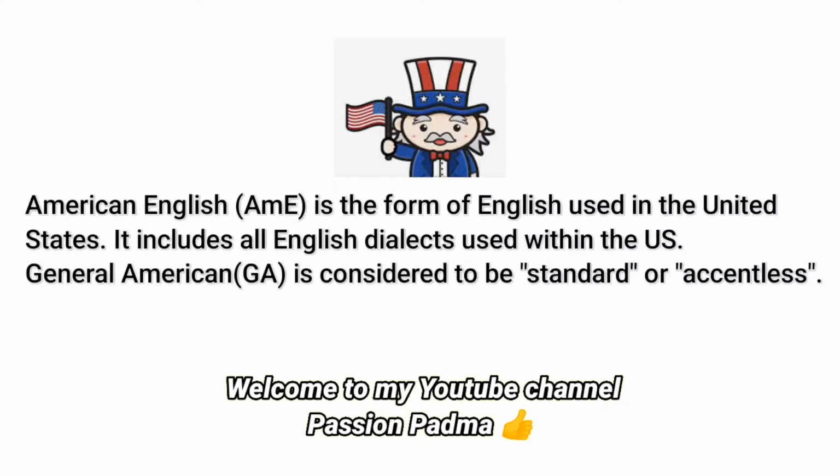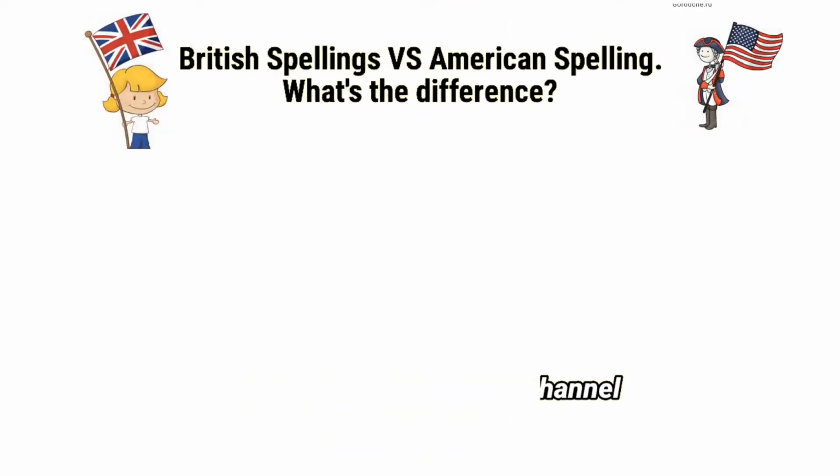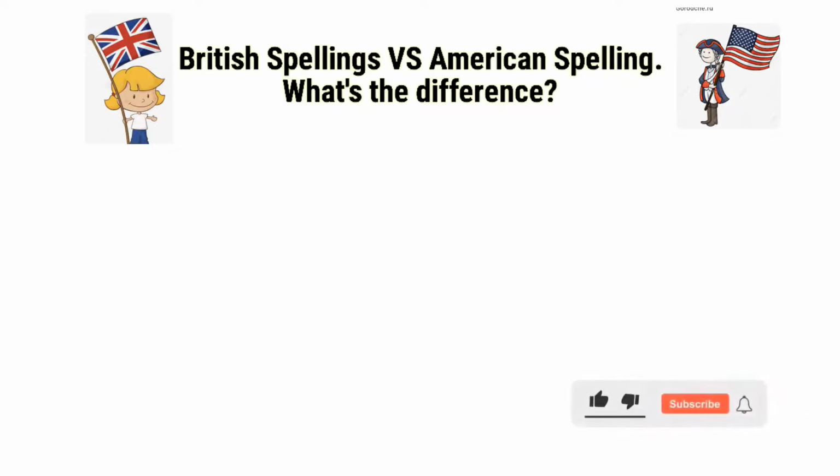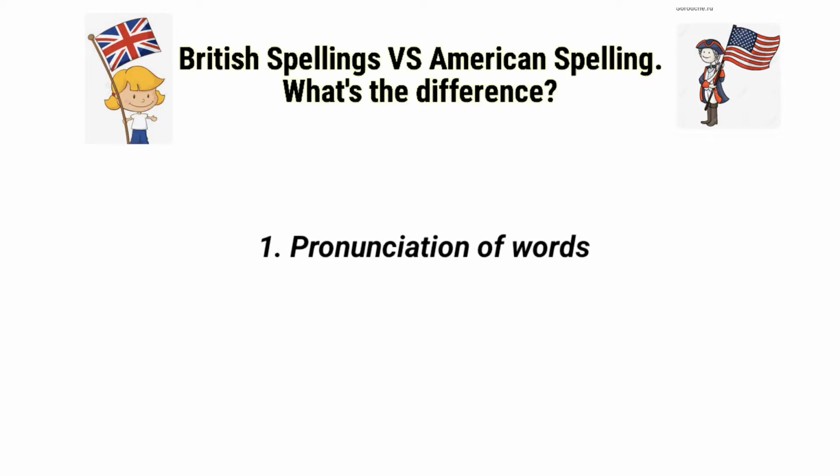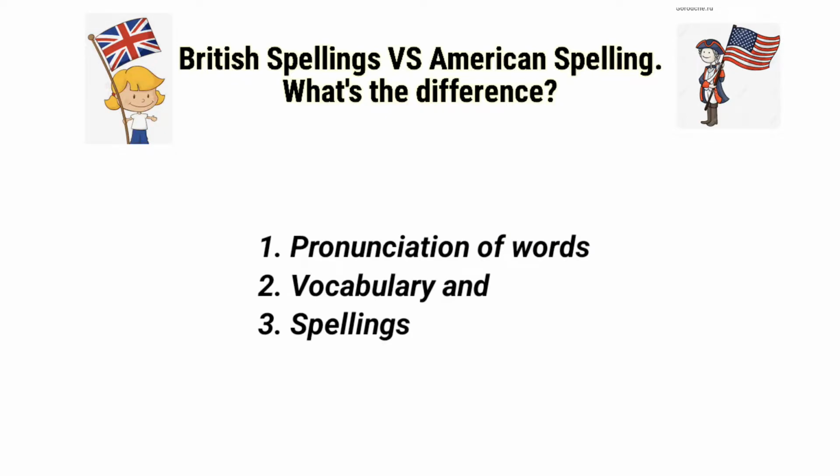American English is a form of English used in the United States. It includes all English dialects used within the US. Generally, it is agreed that no one version is correct, but there are certainly preferences in use. The three major differences between American and British English are pronunciation of words, vocabulary and spellings.